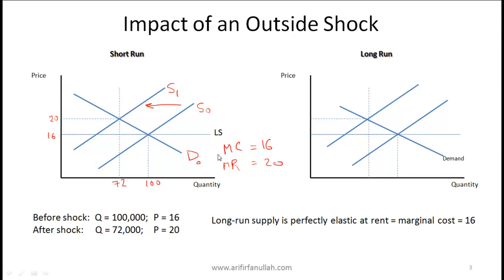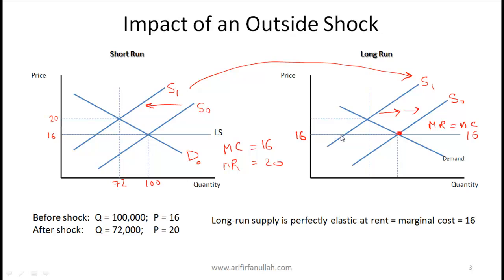What will happen in the long run? So we are here at S1, which is simply this curve over here. So as builders start building more housing units, what will happen to the supply curve? The supply curve starts slowly shifting to the right, and it will keep shifting to the right until we end up back at S0. And why is that? Because at this point, our marginal revenue will again be equal to marginal cost. Remember, the marginal cost as before was 16, and when we come back to the original point, this is where the marginal revenue or the rent is 16.